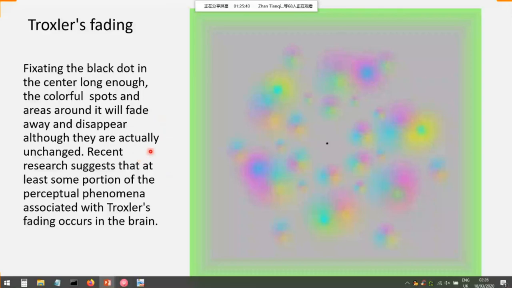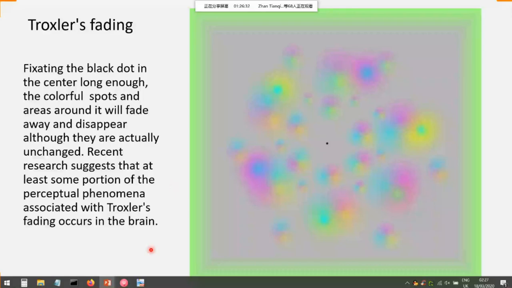Recent research suggests that at least some portion of the perceptual phenomena associated with fading occurs in the brain. It's not so clear why this really happens. Maybe because there is no change, our brain thinks this is not important because it's outside of the area we are focused on. We focus just on the center, the important thing is in the center. And if there is no movement outside, then this seems to be unimportant. And if you focus on this spot long enough, then it's nearly just a gray area around this black spot. It's also quite interesting.